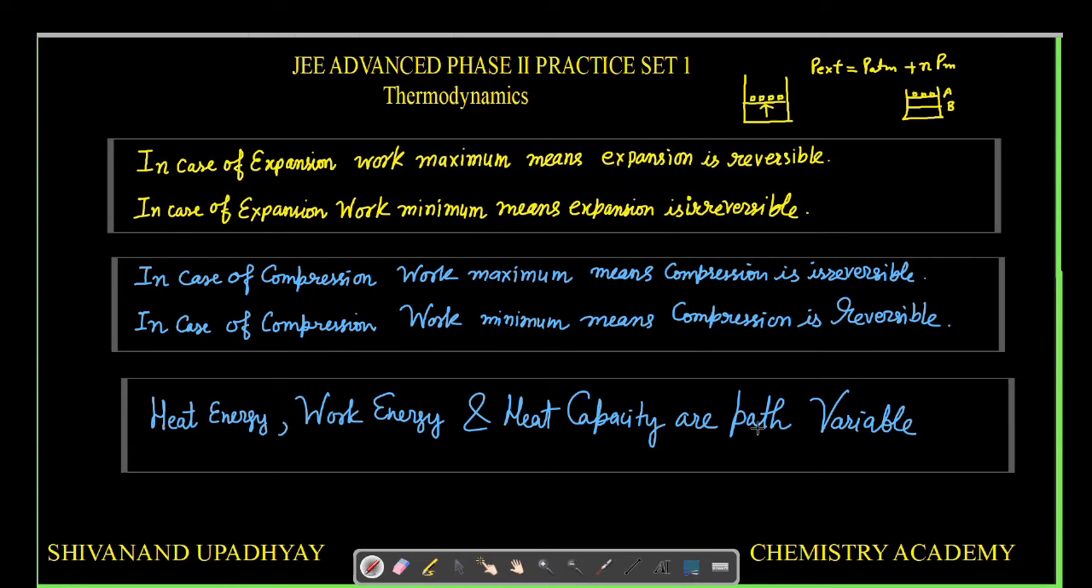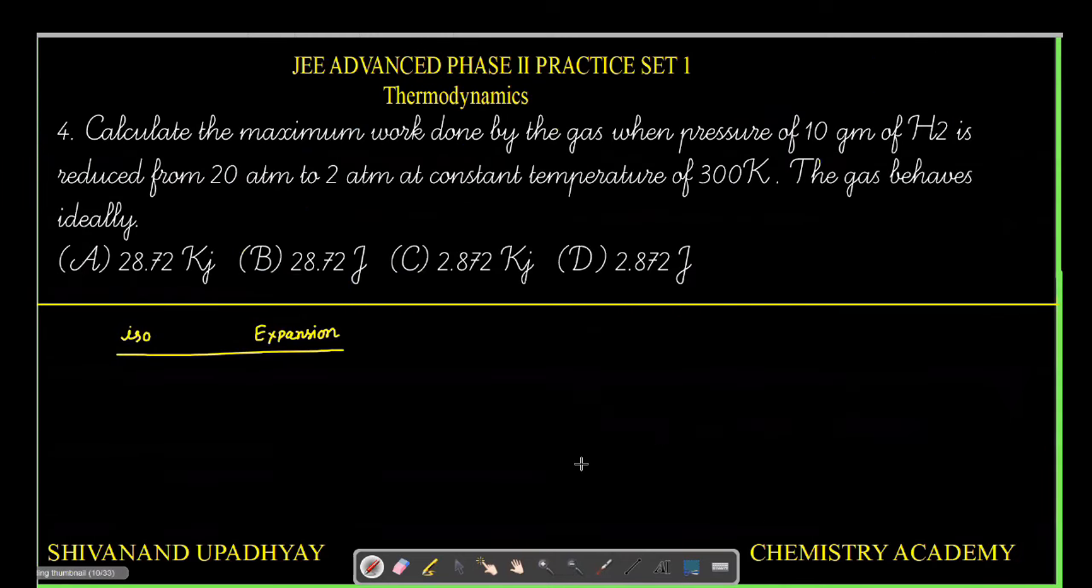Heat, work and heat capacity are path variables. Otherwise, most of the variables which we study in thermodynamics are state variables, and most of the questions are based on that concept only. Entropy change, internal energy change, enthalpy change, Gibbs free energy change: these are state variables. So most of the concepts of thermochemistry and thermodynamics are based on which is a state variable and which is a path variable. Now moving back to the question.